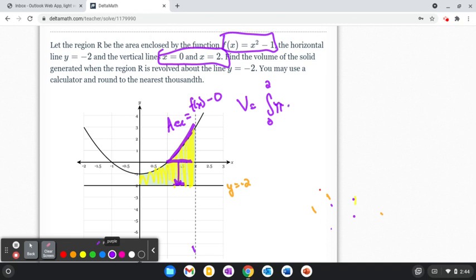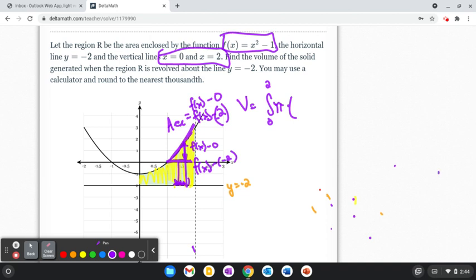So my function is going to be my f of x minus -2, because it's actually y equals -2, right? So I want to go all the way down to -2. Instead of f of x minus 0, which would tell you the distance between there, I want to go all the way down here, so I want to go f of x minus -2, right?